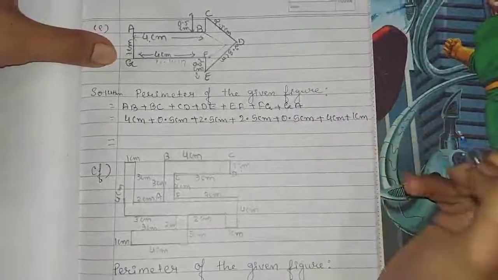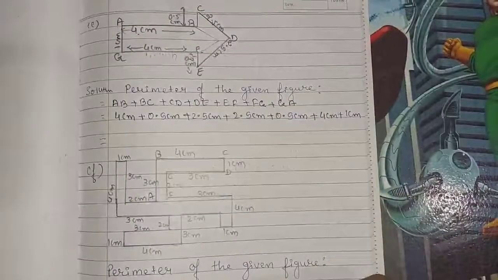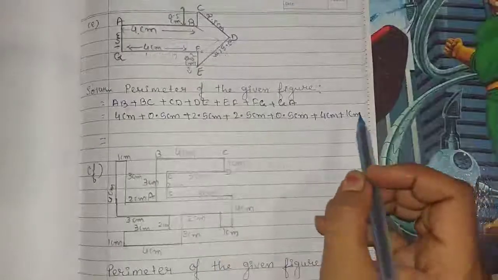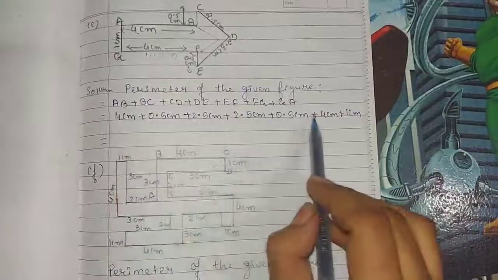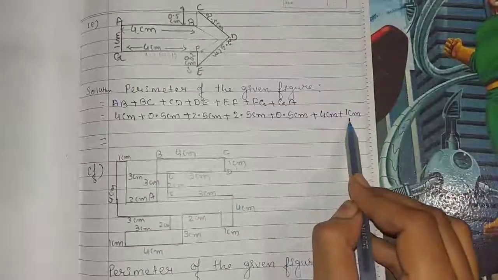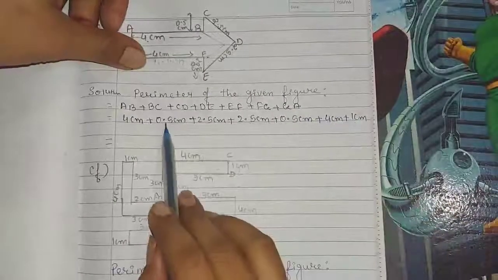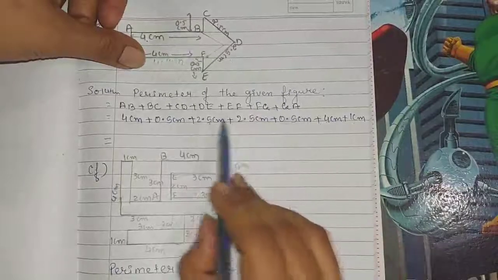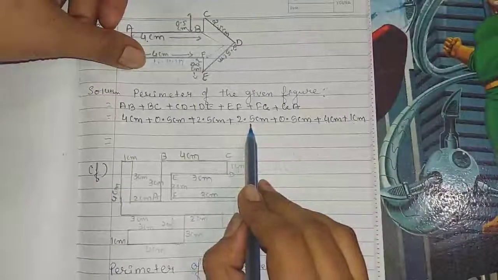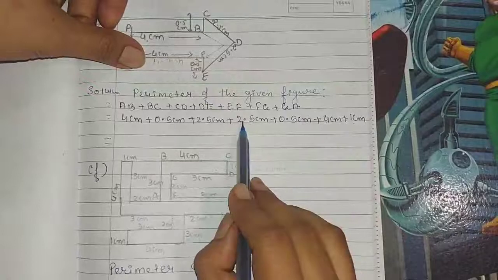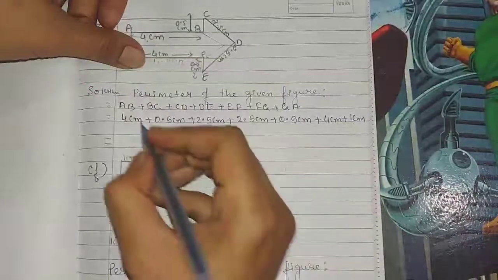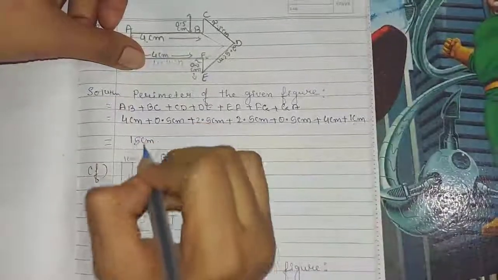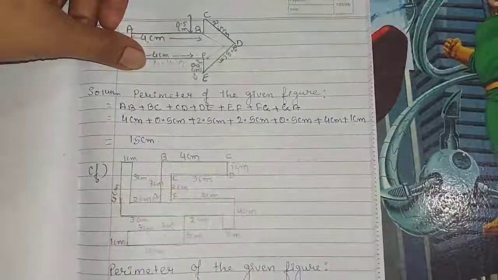So 1 centimeter we have written. Let us add all these numbers. So students, if we add whole numbers, then 4 plus 4, 8 plus 1, 9. Now if we add 0.5 plus 0.5 is 1, 9 plus 1, 10, and 2.5 plus 2.5 is 5. So 10 plus 5, 15 centimeter is the answer. Centimeter is the unit that we have to write.